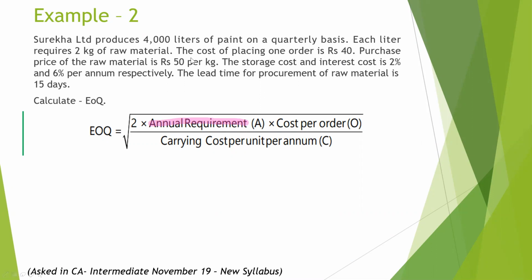In the next line, it is mentioned that each liter requires 2 kg of raw material. This 2 kg is the raw material. For 1 liter, we need 2 kg of raw material. Therefore, for 4,000 liter, we'll need 4,000 into 2 kgs, that is 8,000 kg of raw material.